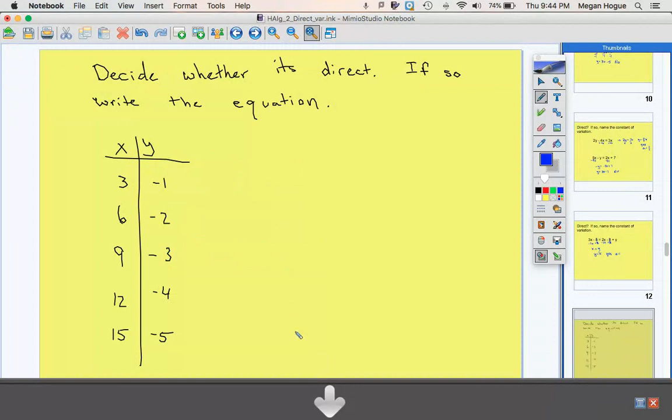Okay, last type of problem. We're going to decide whether it's direct. And if so, we're going to write the equation. Again, 2 parts. We're going to be given a table. And we're actually going to make a 3rd column. So take a second and jot that table down. Try to take drinks of my water in between, make sure you have time.